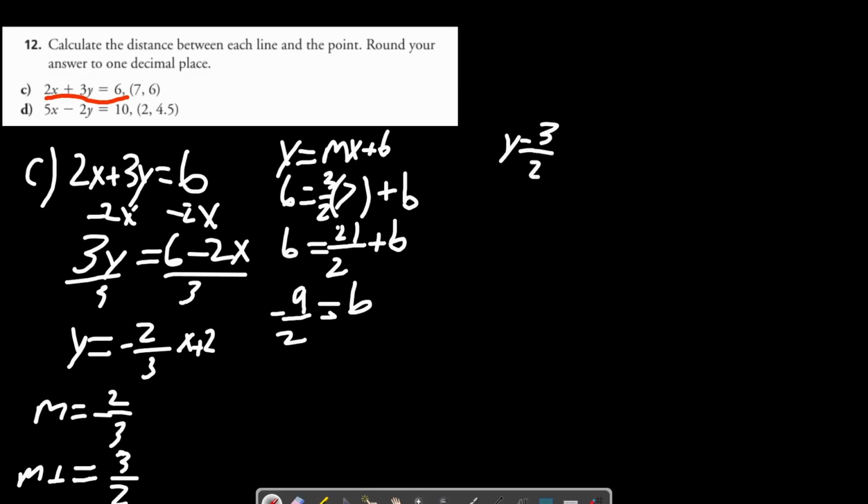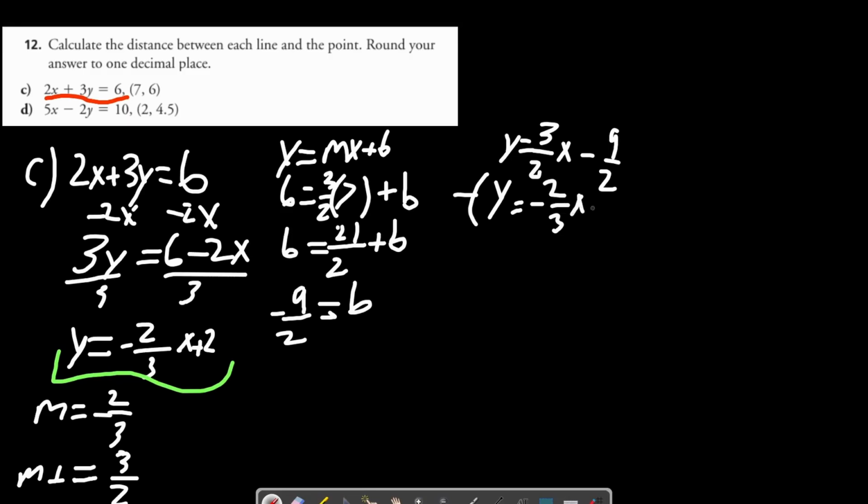So now I have the equation y equals 3/2 x minus 9/2. Okay, so now we can either do substitution or elimination to find what x and y are. I'll just do elimination right now. So we're going to subtract this equation here, y equals negative 2/3 x plus 2.